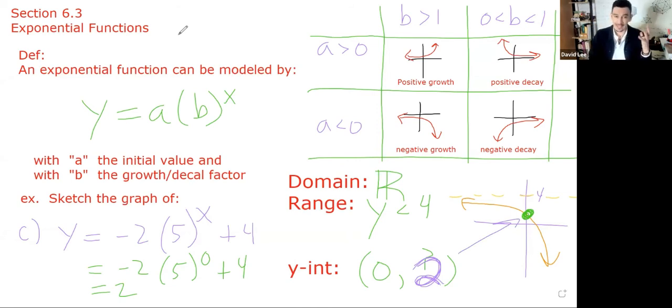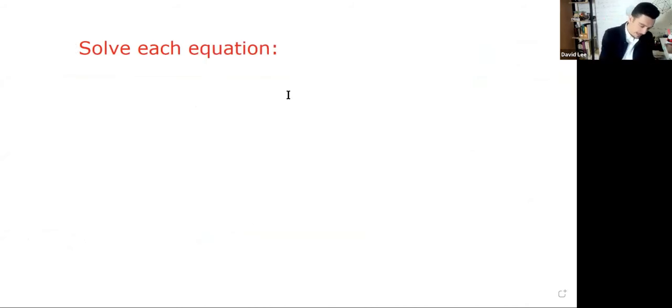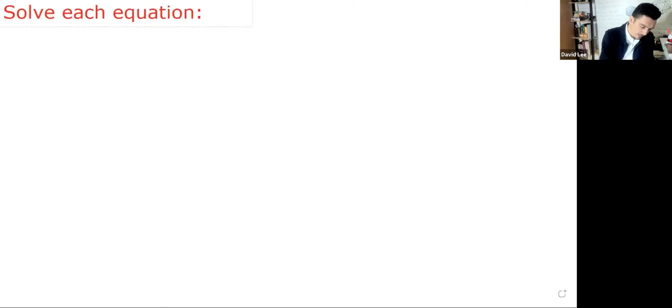So that has to do with graphs and equations and investigating a function, like the domain, the range, and the y-intercept. The last part for this video, we can look at equations. Why don't we try a couple of equations? The directions are to solve each equation. Let's do a few of them, and then that should be good for the homework, right?